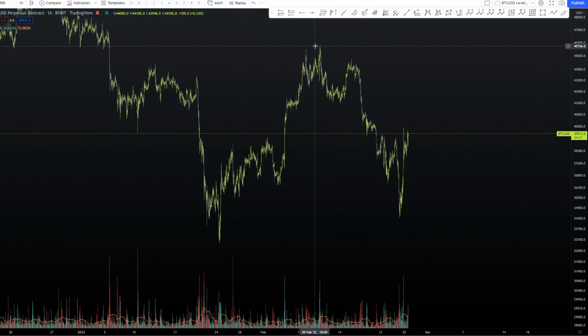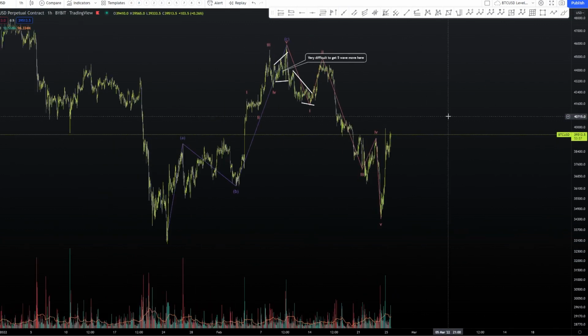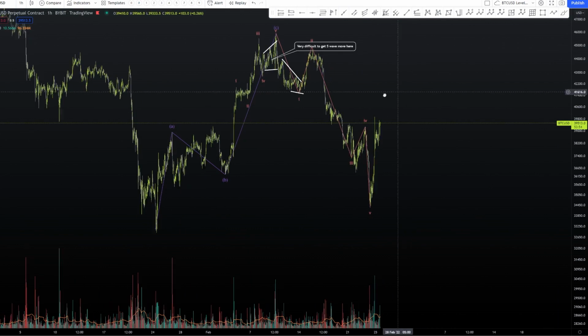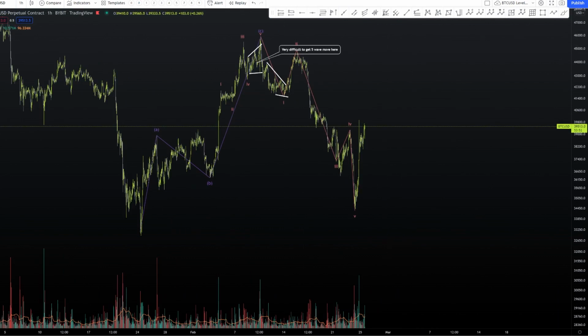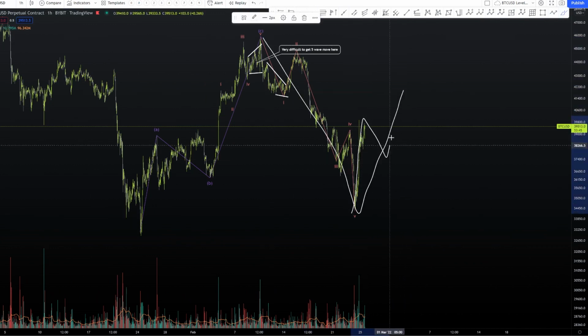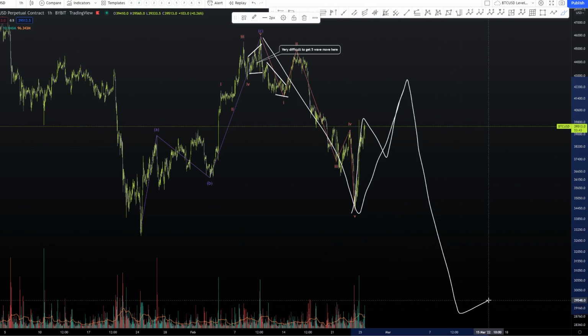But then going into what I'm expecting to happen: if this is a B, C, and this is a 1, 2, 3, 4, 5 in the case of this count, then like I mentioned, we need to be looking for a wave 2 retracement. If this is simply, like I mentioned earlier, a 1, we're coming up for a 2, which is probably going to be an A, B, C, down for a 3, 4, 5.